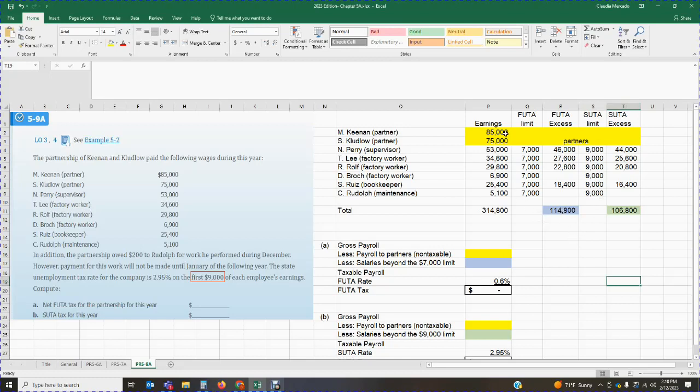Now, $314,800 represents how much my employees earn. That is my gross payroll. The gross payroll is $314,800.